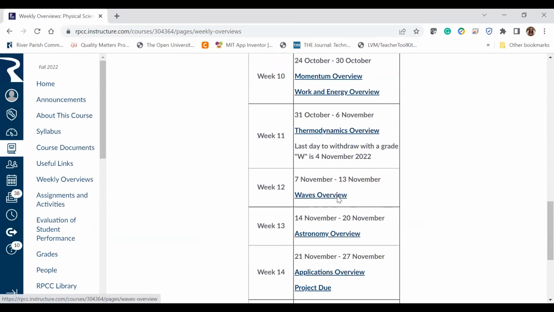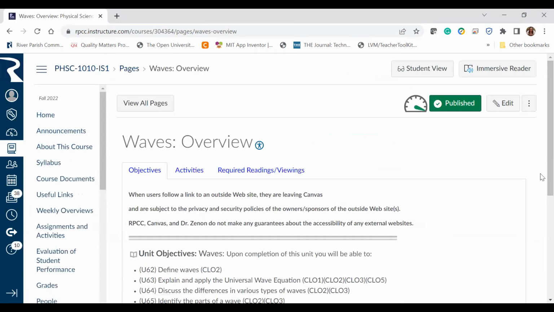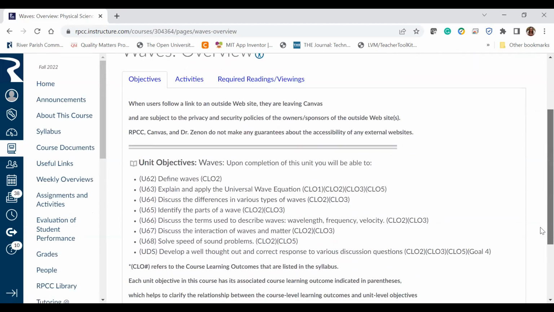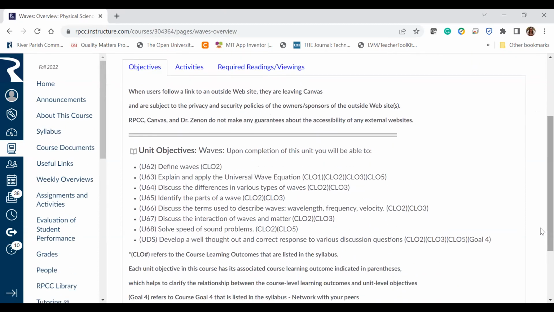So here we are this week. This week's material, we're going to be dealing with waves. This is a fairly short lesson to cover because there aren't many things that we'll be calculating for waves.